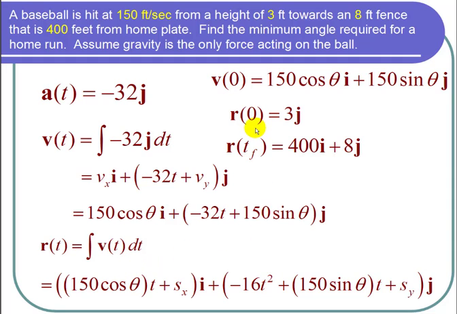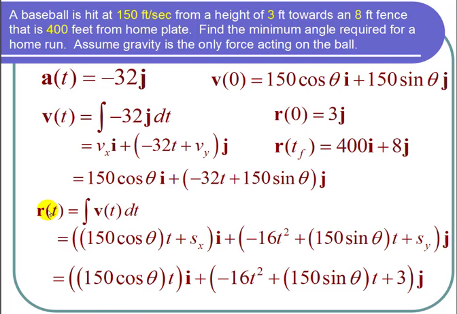We know that when time is 0, we get 3j. So I plug in 0 for t, and that tells us that s sub x should be 0 because the i component is 0 here. And if I plug in 0 for t for the j component, I just get s sub y is 3. So we could say that the position function is equal to 150 cosine of theta t times i plus negative 16t squared plus 150 sine of theta t plus 3 times j.